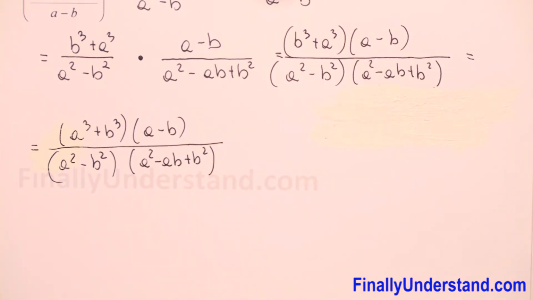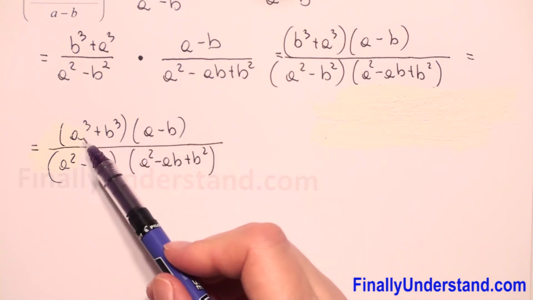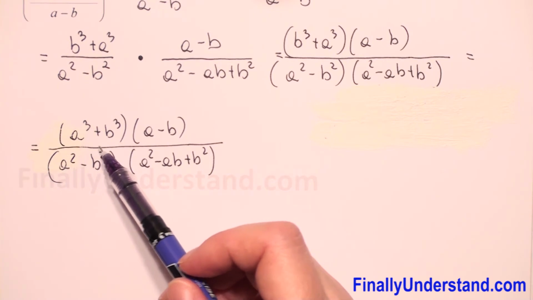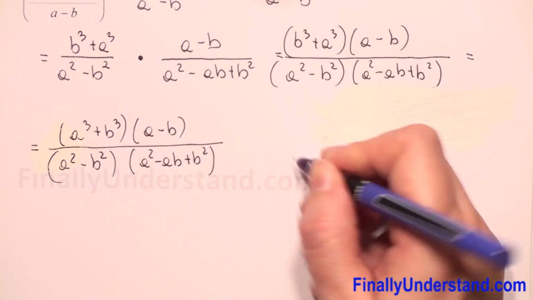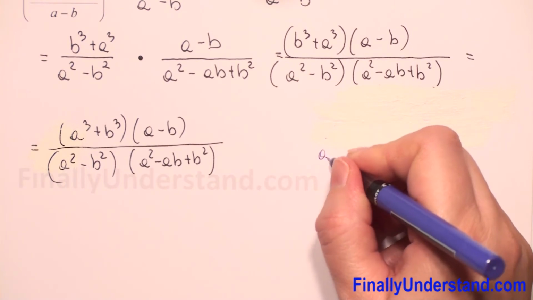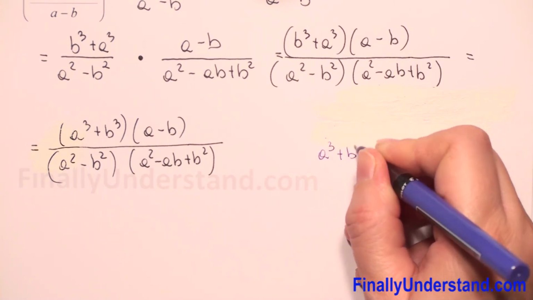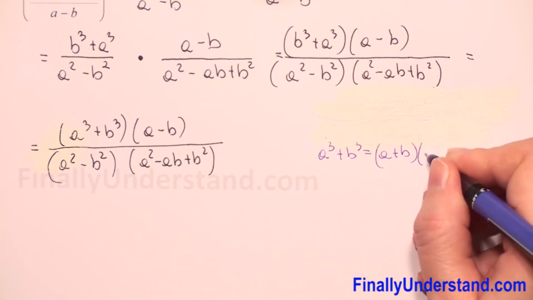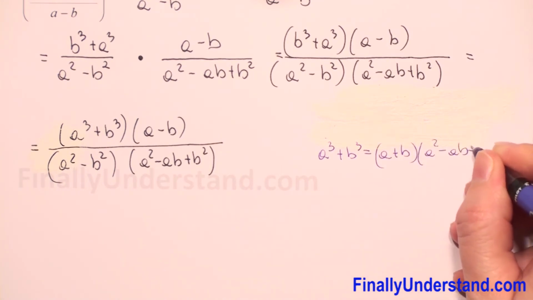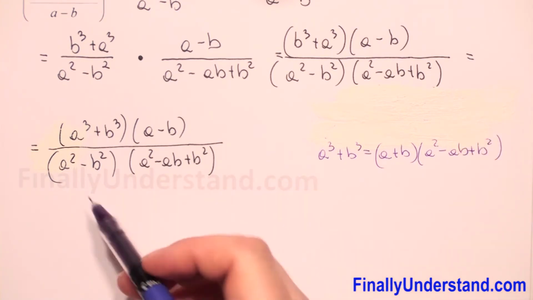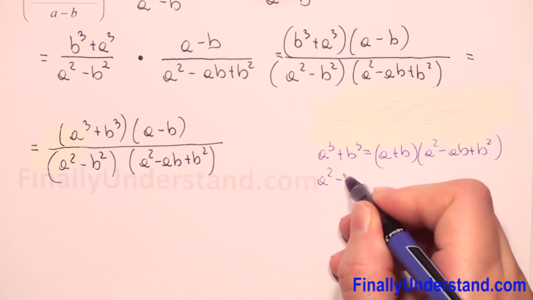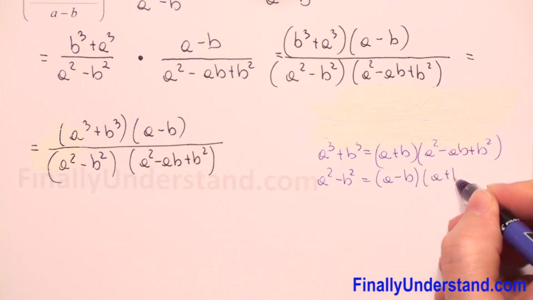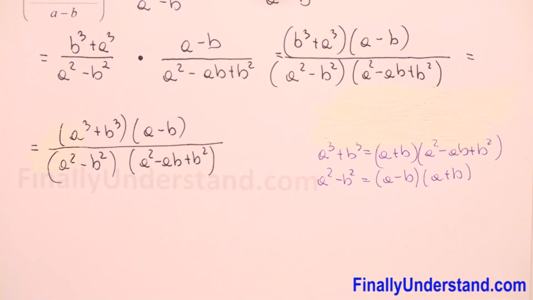Next, we can use the formula for a cube plus b cube. This is the sum of two cubes. Let me remind you of this formula: a cube plus b cube is equal to a plus b times a square minus ab plus b square. And in the denominator, a square minus b square is equal to a minus b times a plus b. This is the difference of two perfect squares.